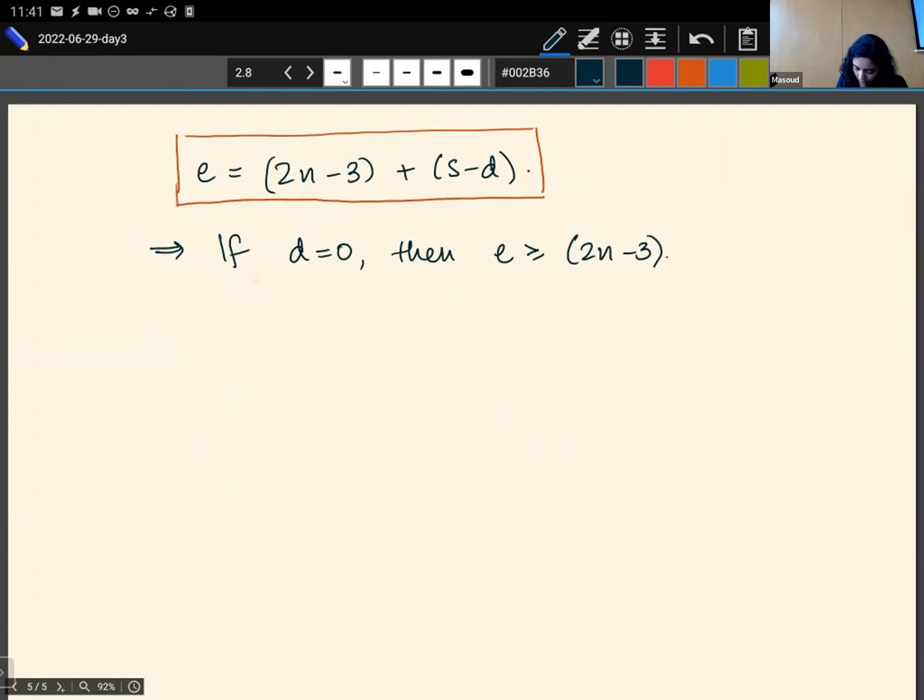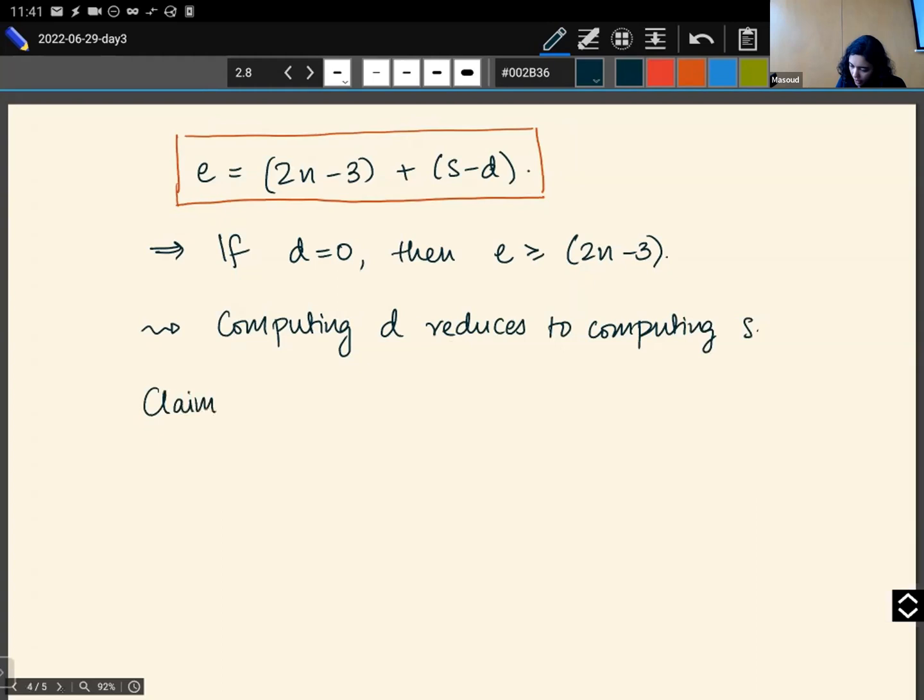So first of all, this tells you that computing D reduces, for a fixed framework, let's say, to computing S. And the claim, and all of this is written in the notes, so you're welcome to read it.